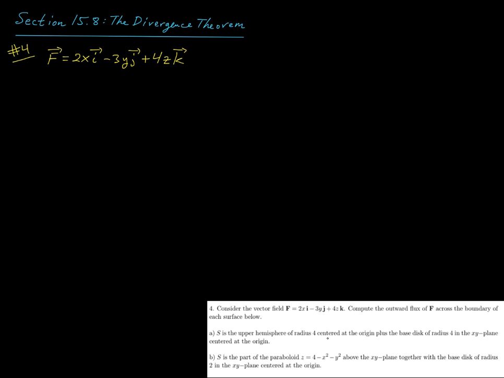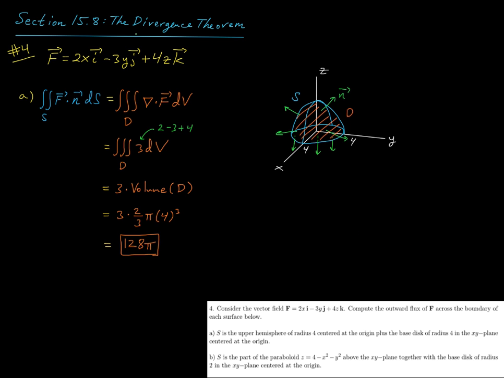Okay, so we have a closed surface, right? It's the hemisphere together with the base disk. And so the divergence theorem says that to compute the flux across the surface S, we can compute that in terms of this triple integral of the divergence of our vector field over the solid region enclosed by this surface. Okay, I'll call that solid D.